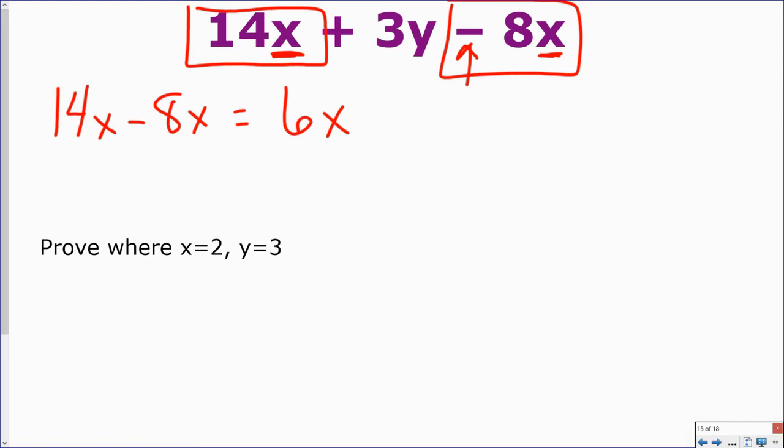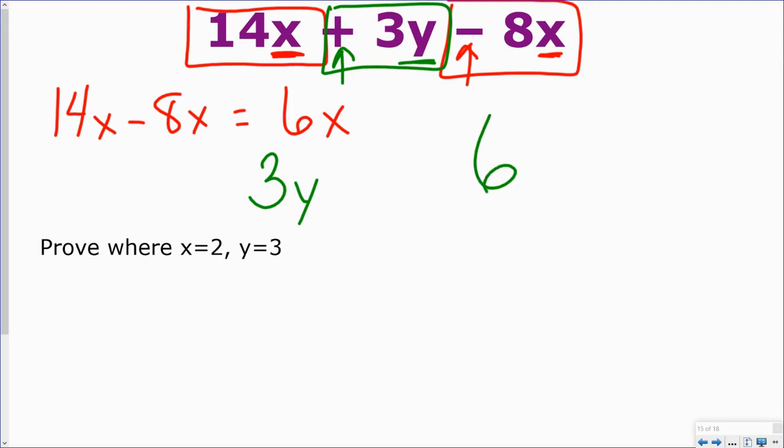And then I'm also going to look for ones that have the y. Well, here's a plus y, because again, this plus sign goes along with it, and that's all I have. So in this problem, I just have 3y. So when I write my simplified expression, it would be 6x plus 3y.